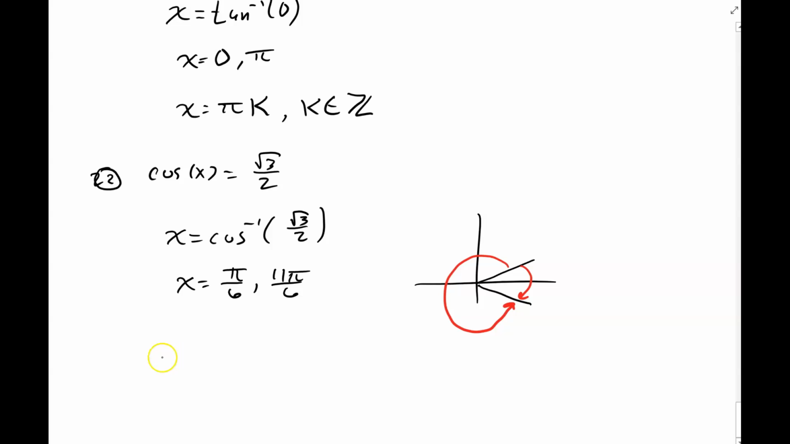So that's easy enough. I'll just do pi over 6 plus 2 pi k, and then 11 pi over 6 plus 2 pi k, again, where k is just some integer. So basically everything coterminal to pi over 6 and everything coterminal to 11 pi over 6. That's my answer. That's it.